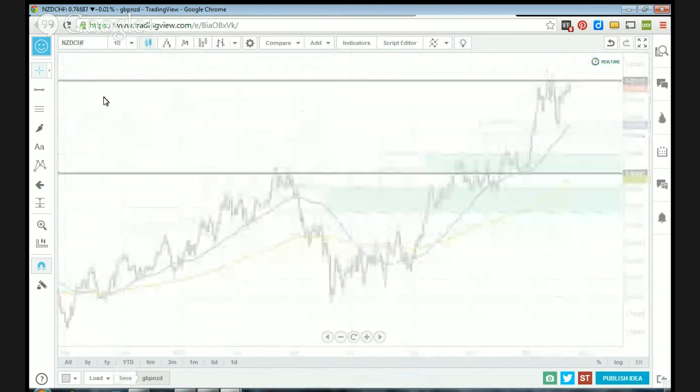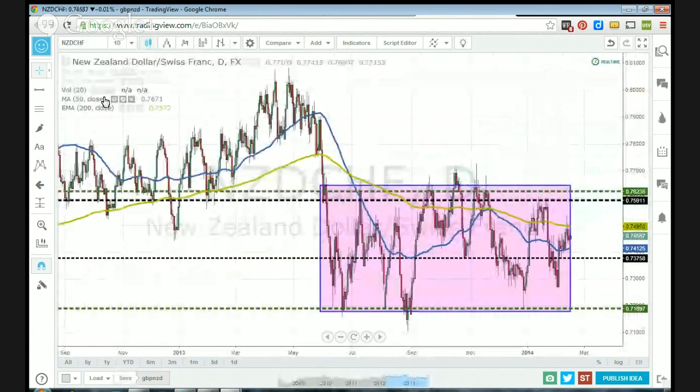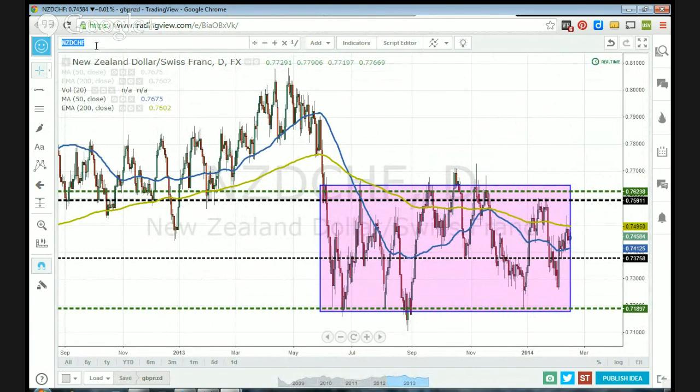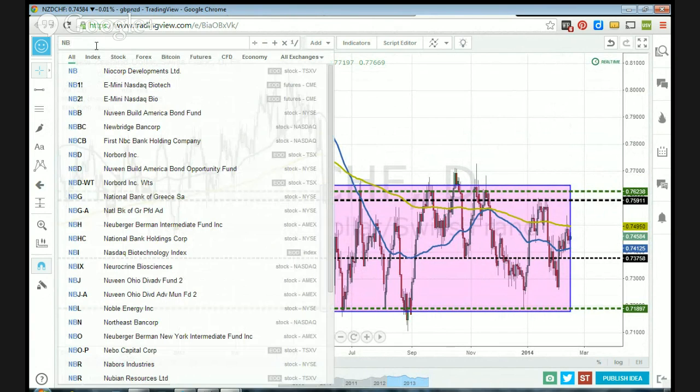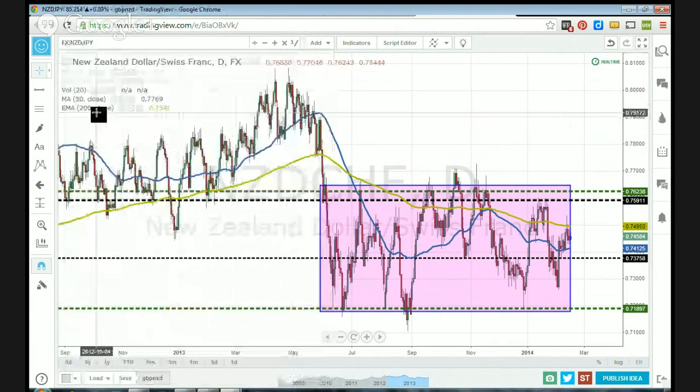Kiwi Swiss. Yeah, this is just like Euro Swiss, or Euro Kiwi, excuse me. It's just in that range, not really doing much. Gonna pass on that. If it can go to the top or bottom, then let's talk. Until then, Kiwi Yen.